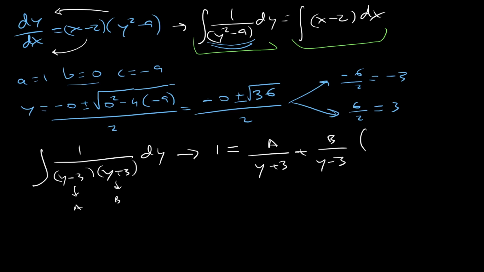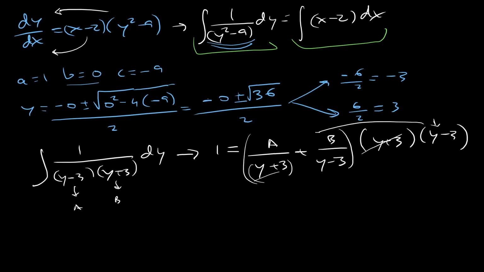Essentially what we're doing on this side is multiplying this whole expression by y plus 3, y minus 3. When we do that, notice that we have this one at the bottom. So this will be cancelling off with this one, and we're going to be left with this one there. And the same thing for b.